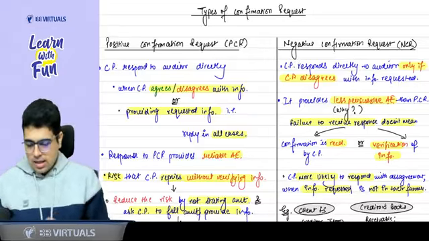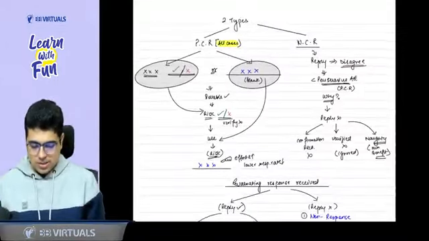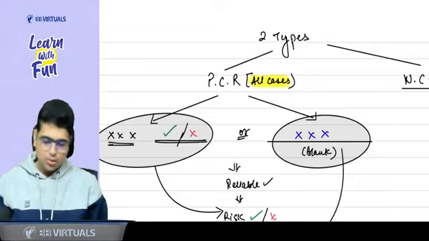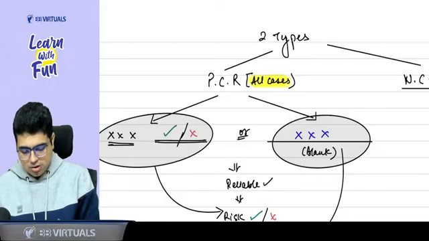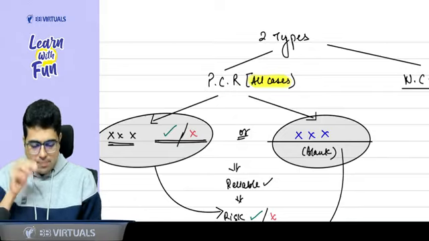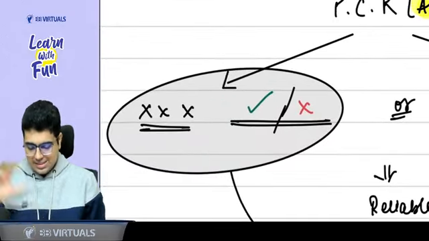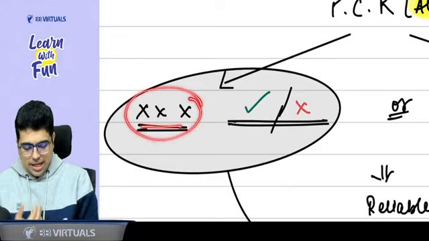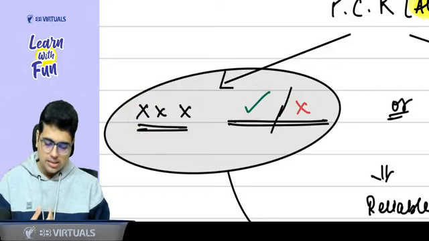Yes, sir. Now let's begin with the first type of request, that is the positive confirmation request. Before I teach you positive confirmation request from the board notes, understand the concept first. In case of positive confirmation request, which I will address as PCR, the other party has to reply in all cases. All cases means the first case is you provide them the information, then they reply whether this information is correct or wrong.